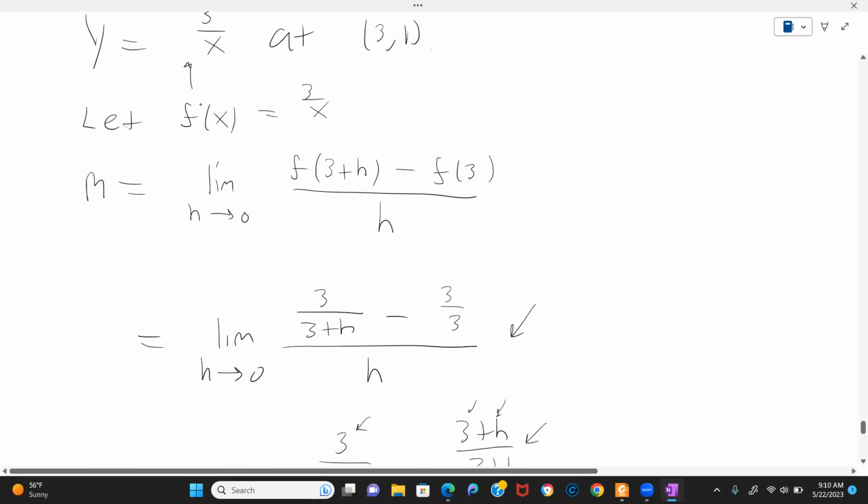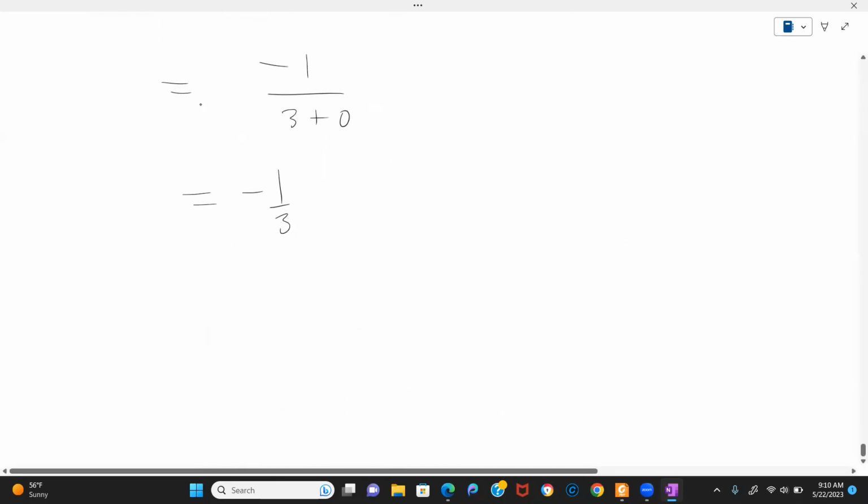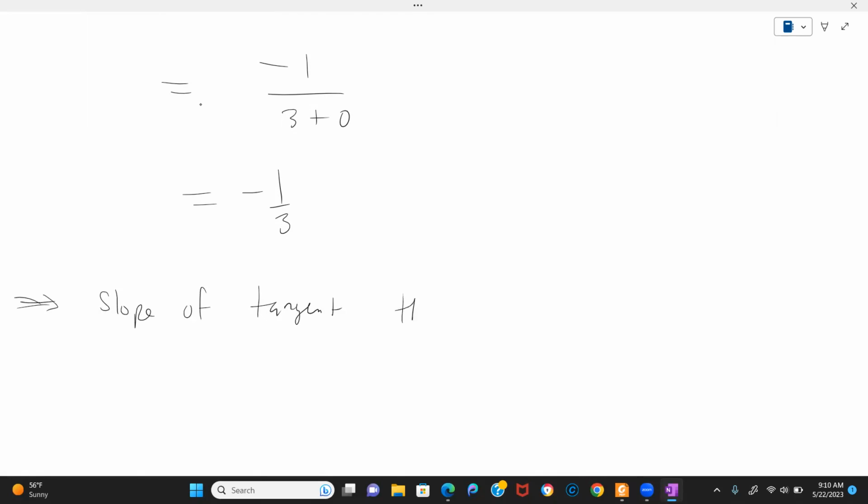If I plug in 0, I'll get 3 over 3 minus 3 over 3, which gives you 0 in the numerator, which is not bad, but then I have this 0 in the denominator. So I have 0 over 0, and that's problematic. That's what's called an indeterminate form, which we'll learn about later, actually. So this is negative 1/3. So this implies the slope of the tangent line through the point (3, 1) is negative 1/3.